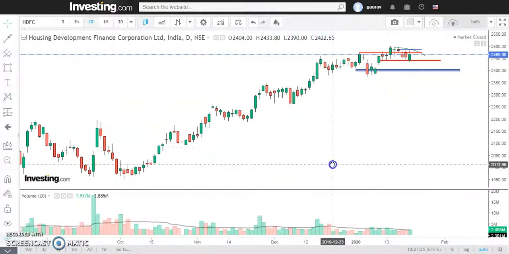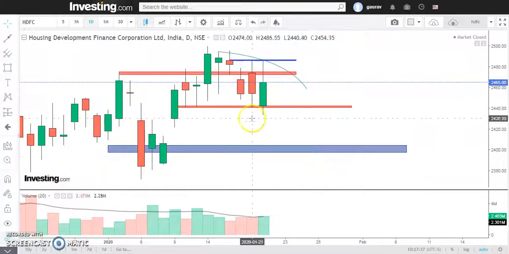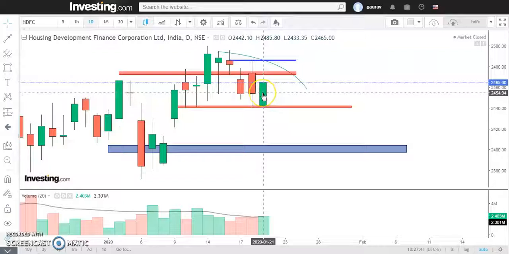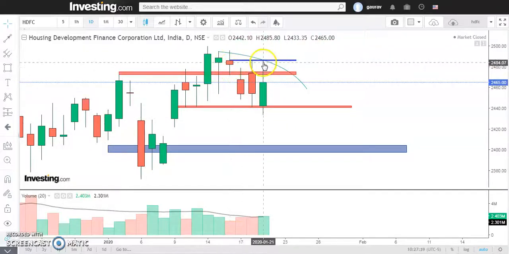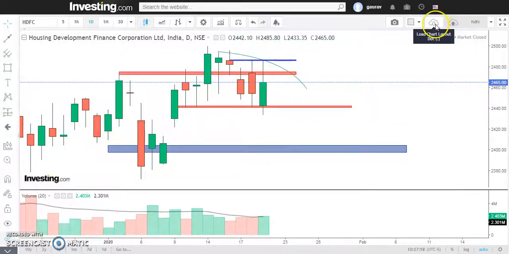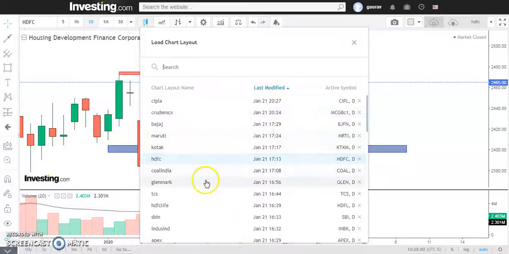HDFC is holding the 2440 level from many sessions. Today it went below this but didn't sustain. If we sustain below for an hour or half hour, we can see a sell-off towards 2440. Buying should only be considered above this zone. So basically these two zones you should keep in your watch list.